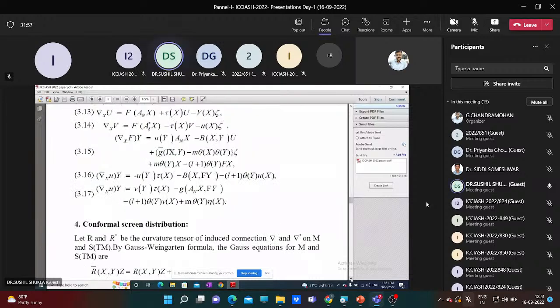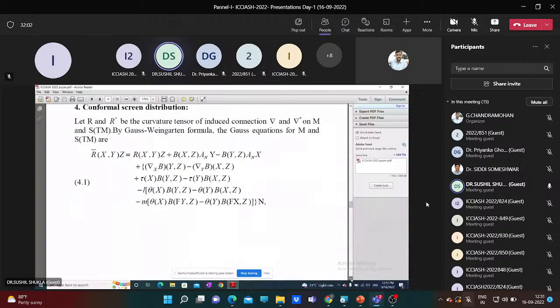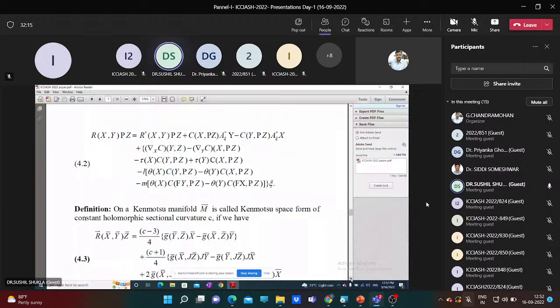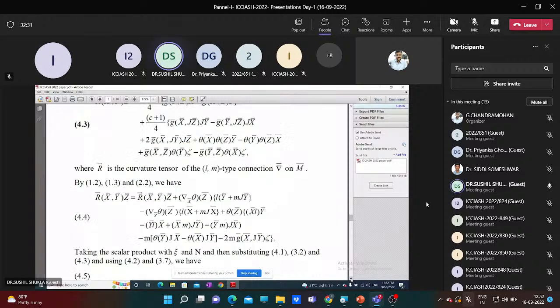On conformal screen distribution, the curvature tensor of induced connection delta and delta bar on M. The Gauss-Weingarten formula for M and STM are given by these. A Kain-Motsu manifold M bar is called a Kain-Motsu space form of constant holomorphic sectional curvature C if the curvature tensor satisfies this condition. And further we can find equation 4.4.